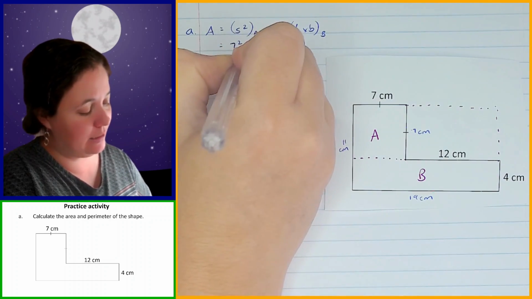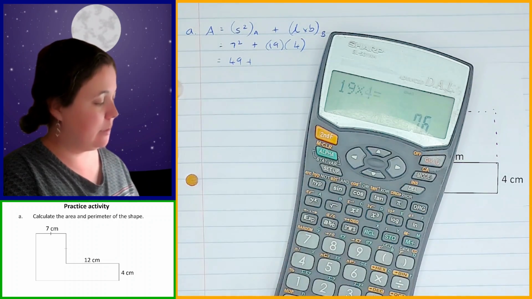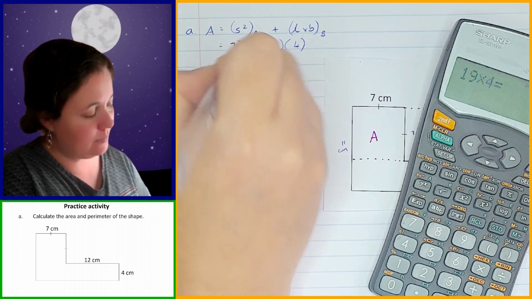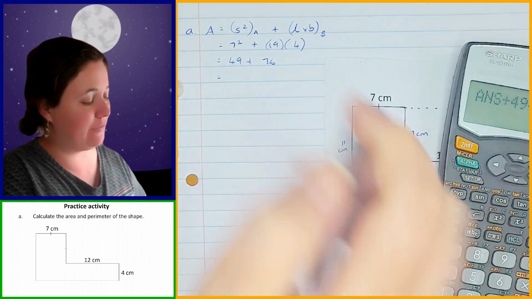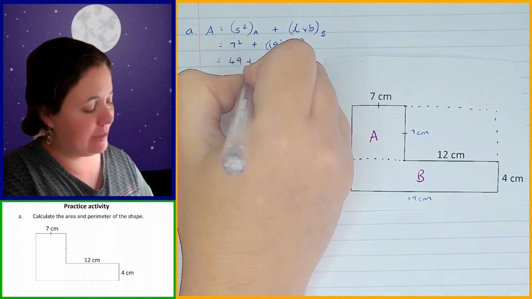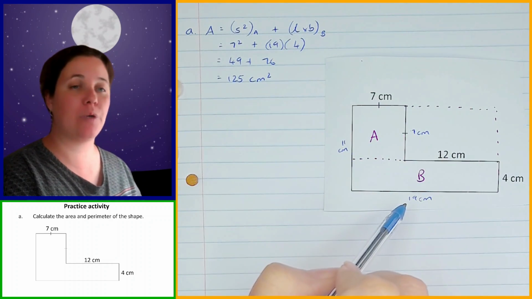So that's 49 plus 19 times 4 is 76. And that gives me 125 altogether. So that's 125 centimeters squared. So my area for this shape is 125 centimeters squared.